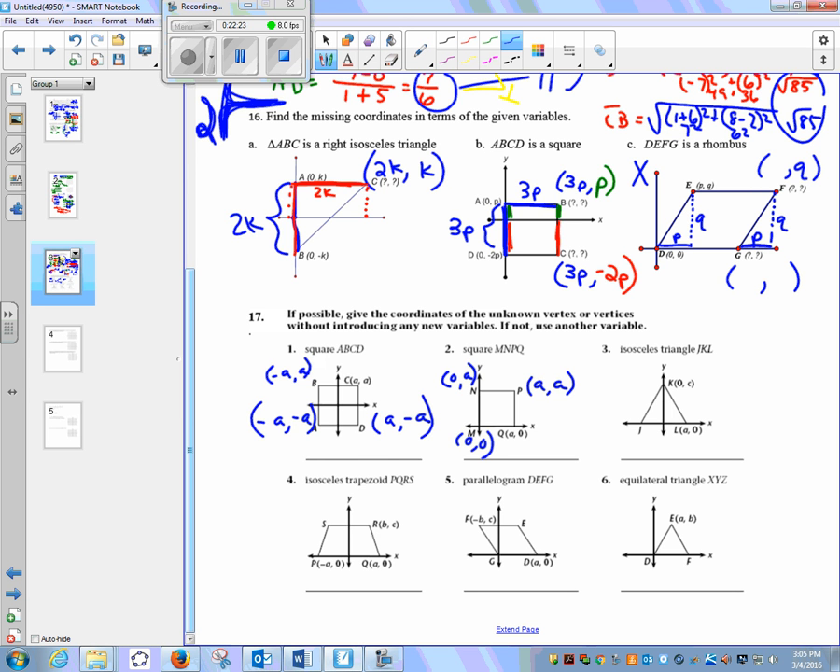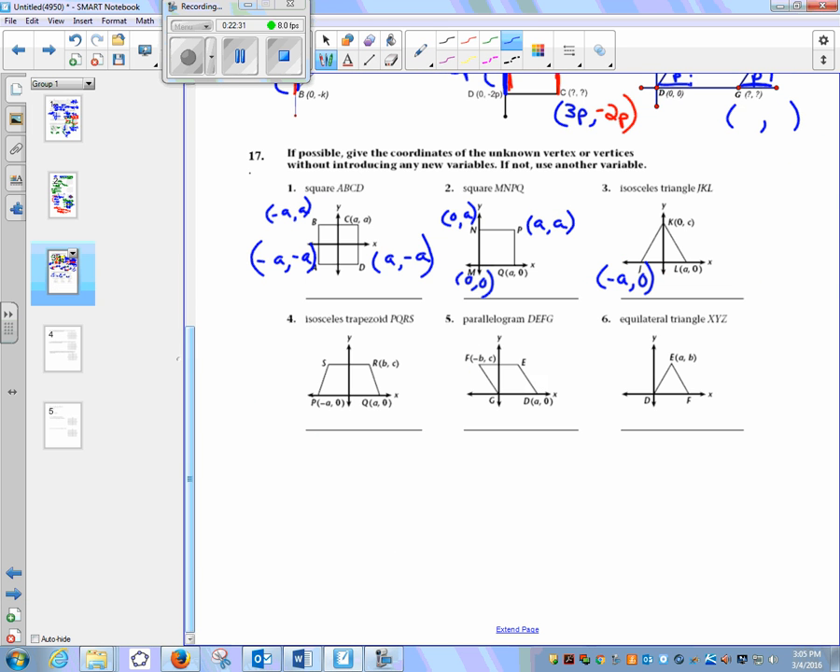Isosceles triangle, if we go over A and up 0, that means we have to go back A and up 0. Number 4, we've got negative A, 0, positive A, 0 for Q. R is over B up C, so this distance must be B. So that means I'm going to go back the same distance to get to S. Back B, up C.